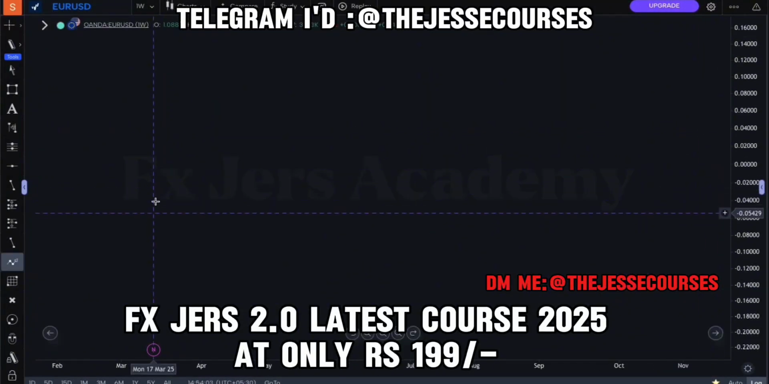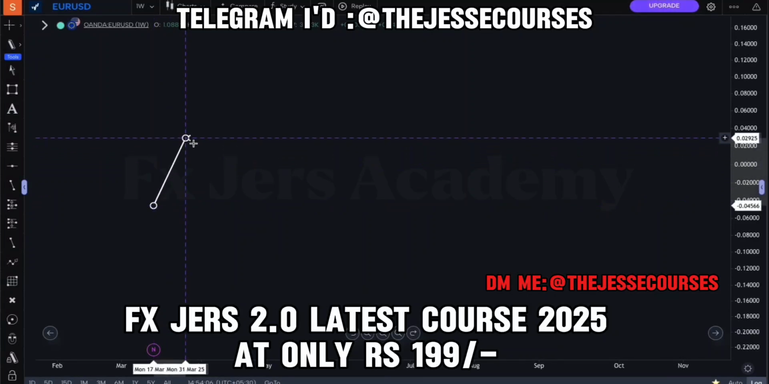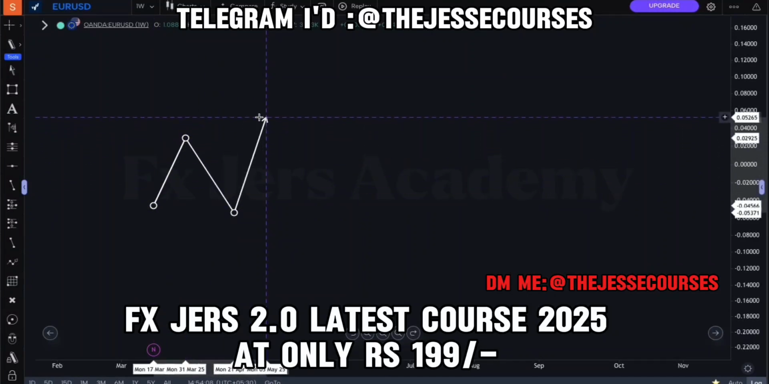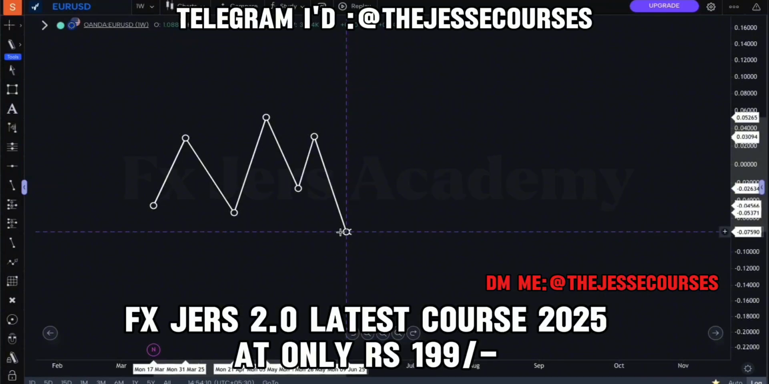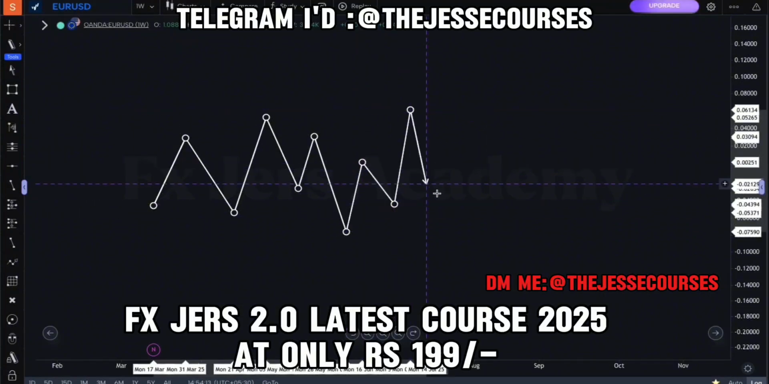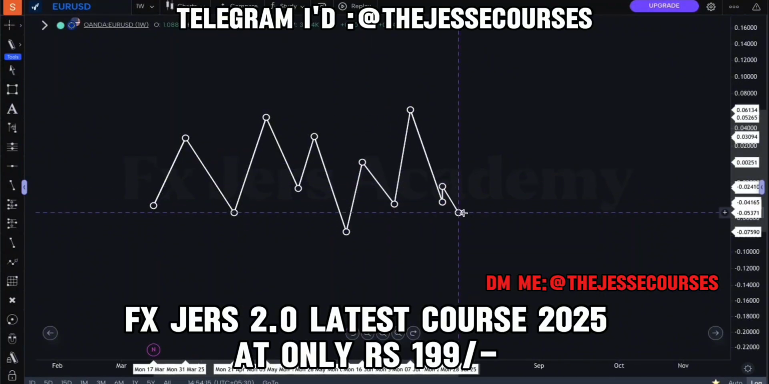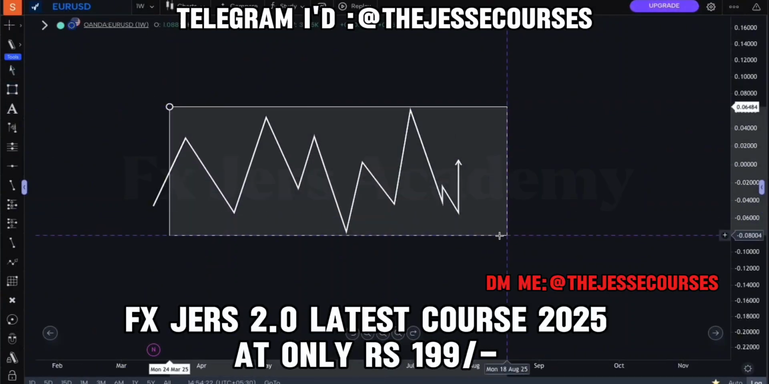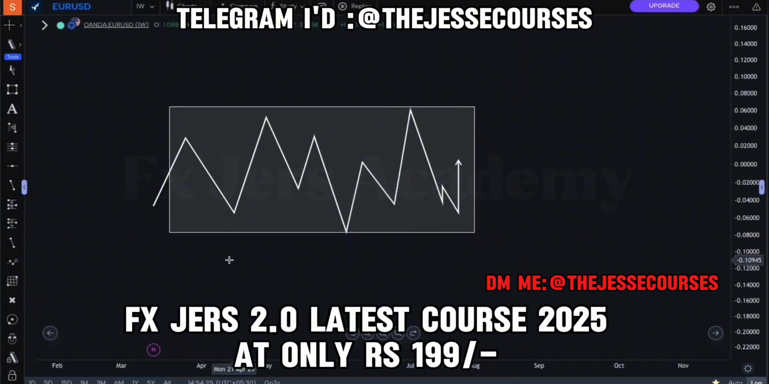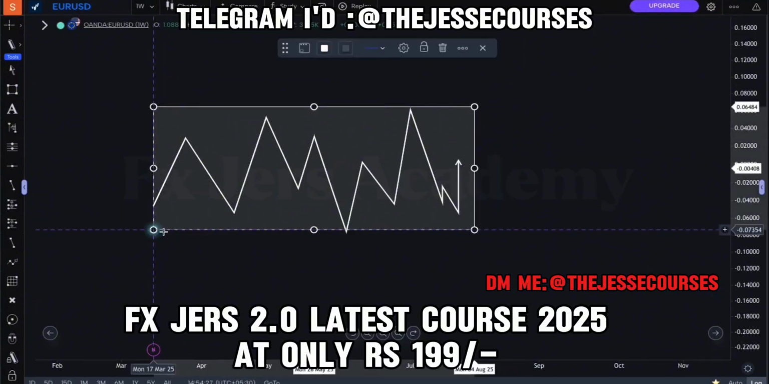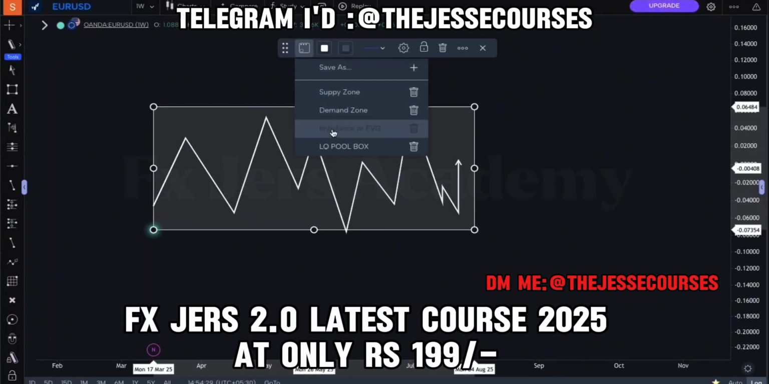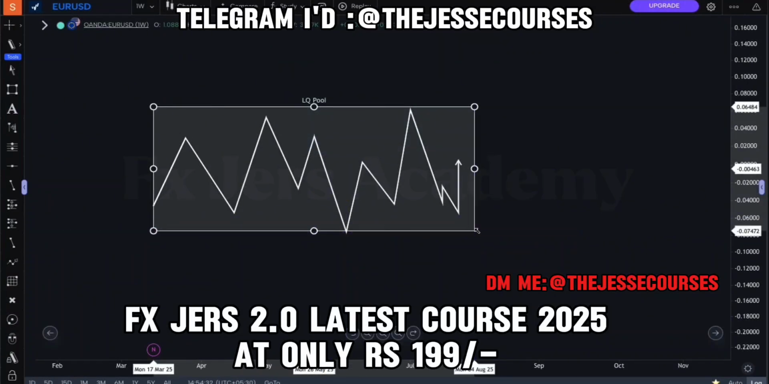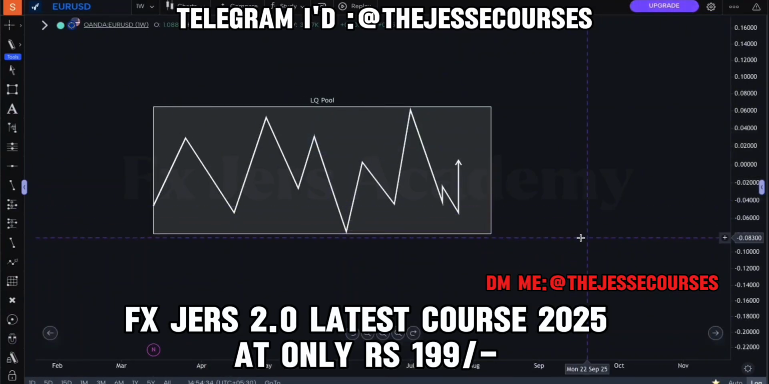Now, the third scenario is consolidation. As you can see in the diagram, the market is creating highs and lows, but isn't giving a break of structure to the upside or downside. Instead, price keeps moving within a range, forming what's known as a liquidity pool. This is where many traders get trapped, buying at the highs and selling at the lows, only for the market to later break out and wipe them out. Market makers use these zones to collect liquidity before making their actual move.